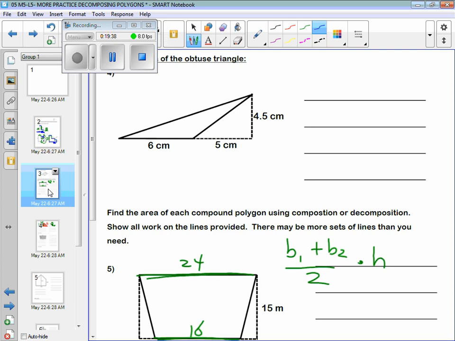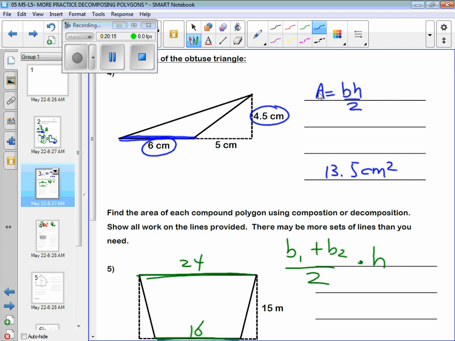It's a triangle, so my formula is going to be base times height divided by 2. What you have to remember with this is my base is just this piece, 6 right here. It's not 11. And my height is 4.5. So I have to multiply those two numbers and divide by 2. And without doing all the substitution because of time, 6 times 4.5 divided by 2 is 13.5 square centimeters.